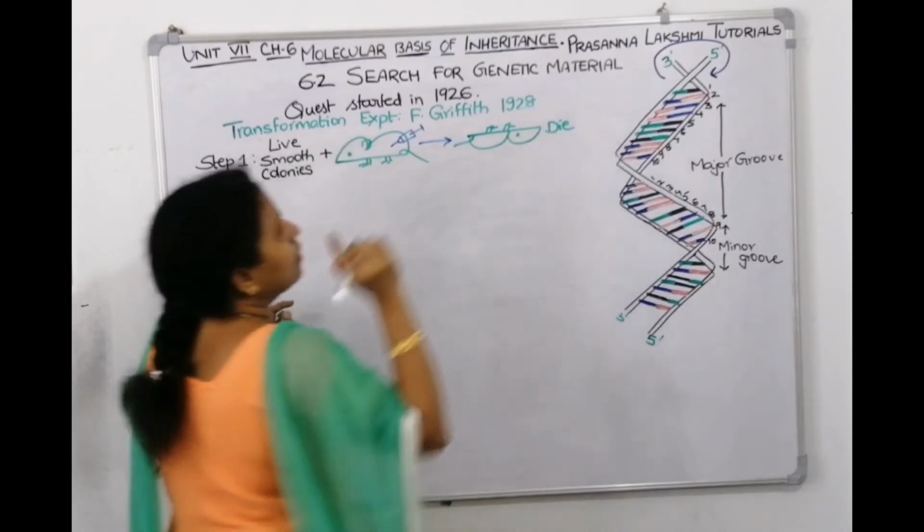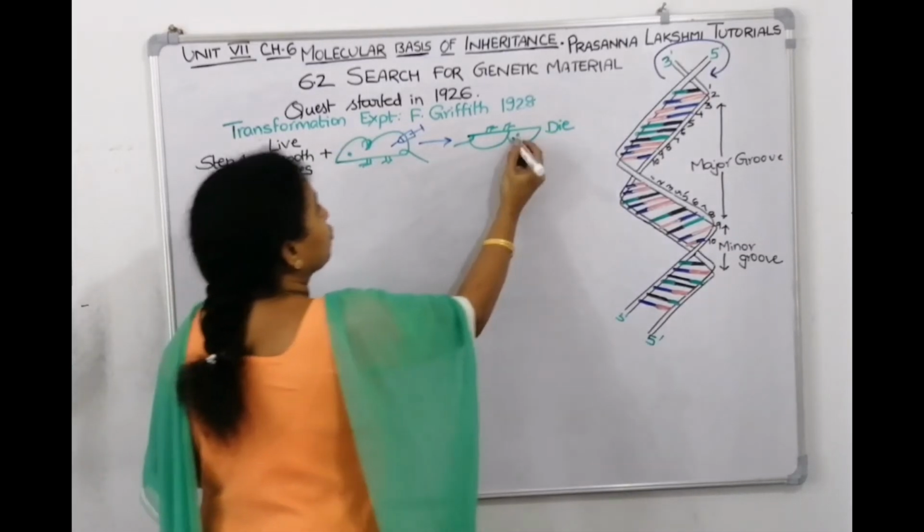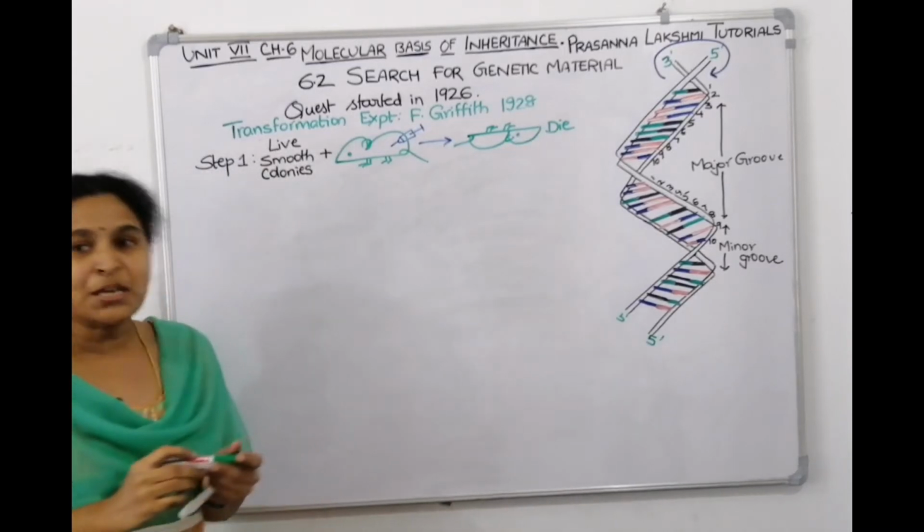Mice will die. Why does it die? Because it is pathogenic. Because it is pathogenic, mice will die.